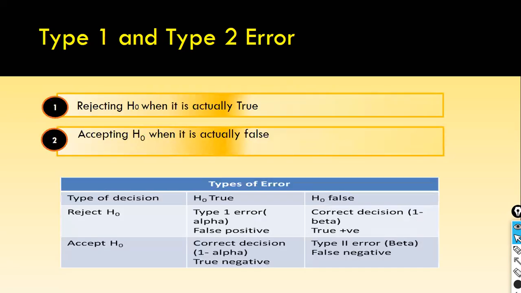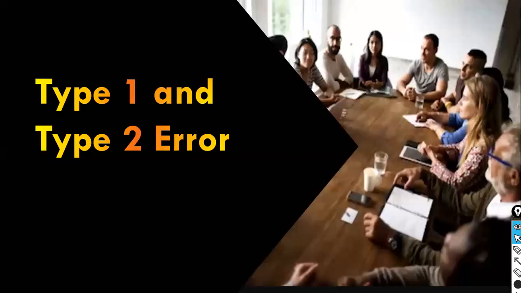So hope you understood what type 1 and type 2 error are. When I explain the model classification related metrics, I'm going to talk about this again. Don't worry.